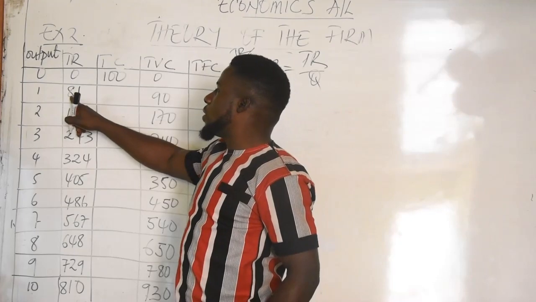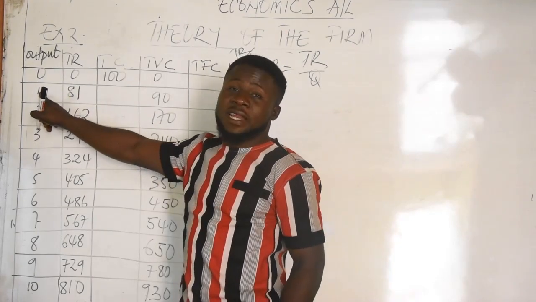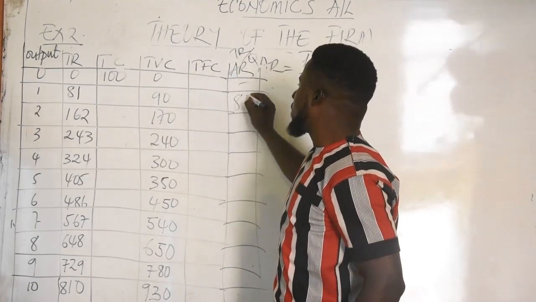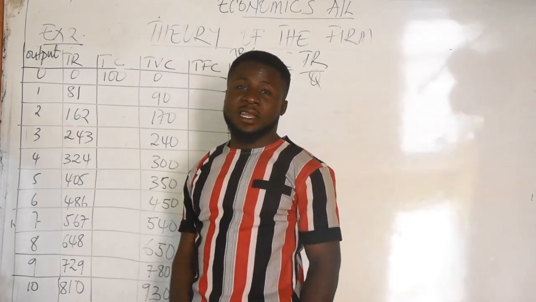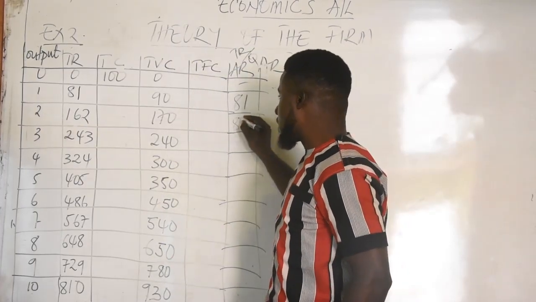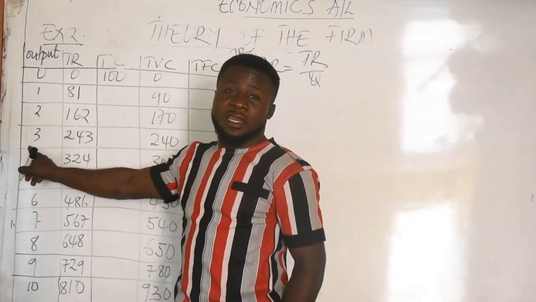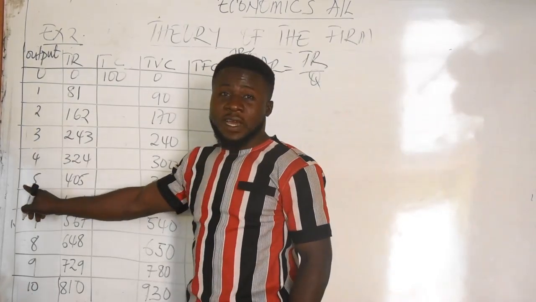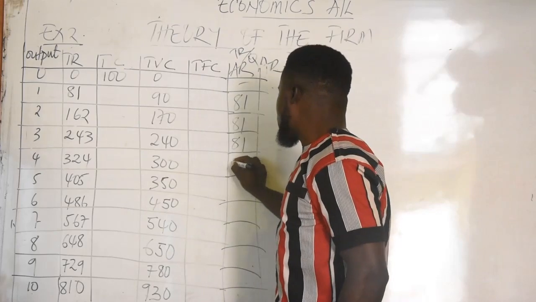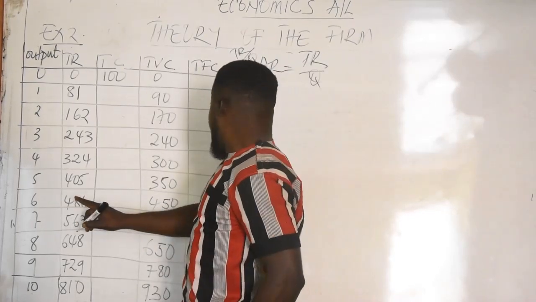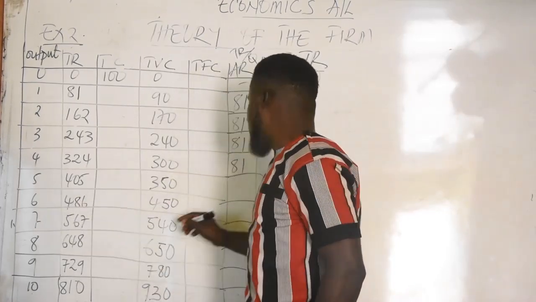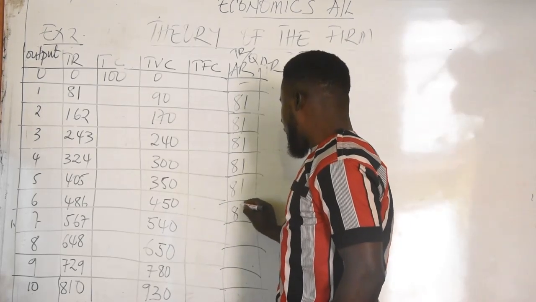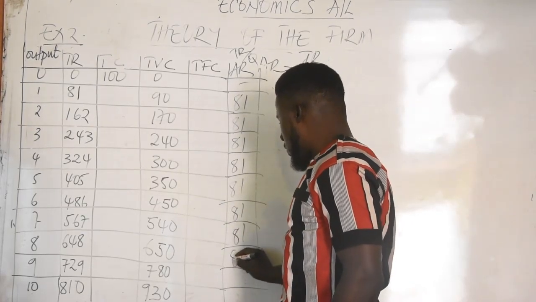When output is 1, we have 81 divided by 1. That gives us 81. 162 divided by 2, that is 81 still. 243 divided by 3, it is still 81. 405 divided by 5, it gives us 81. 486 divided by 6, 81. So our average revenue is 81.